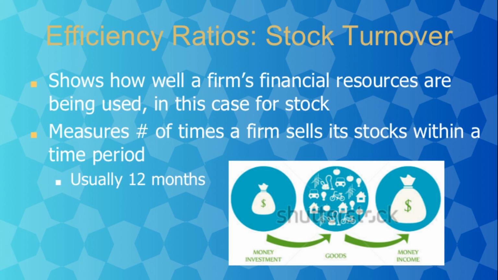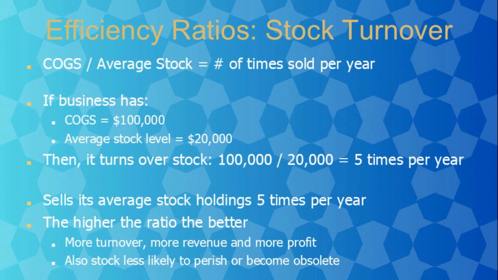Stock turnover ratio shows how well a firm's financial resources are being used, specifically for stock. It measures the number of times a firm sells its stocks within a given period, usually 12 months. To calculate stock turnover, divide the cost of goods sold by the average stock. For example, if a business has a COGS of $100,000 and an average stock level of $20,000, it turns over stock 5 times per year. Higher turnover indicates better revenue and profit potential.